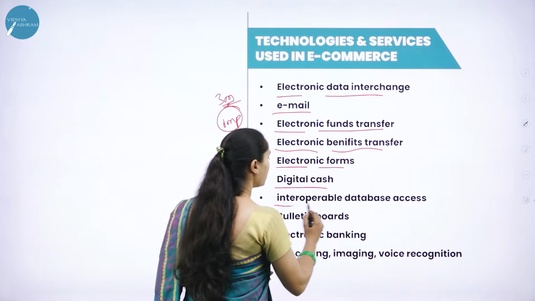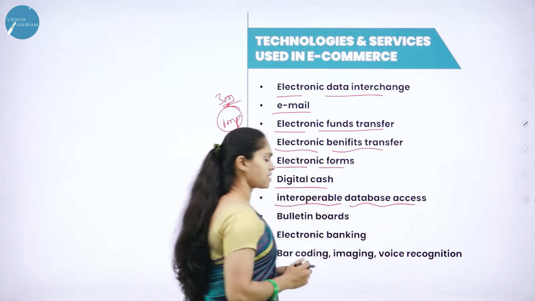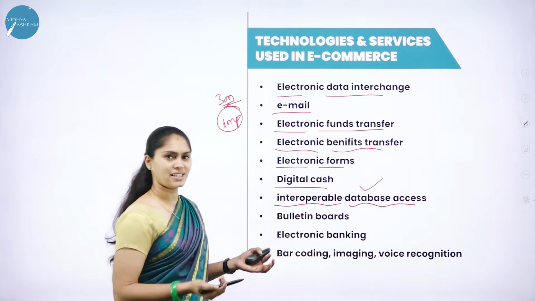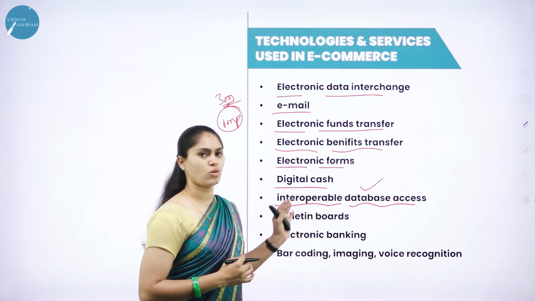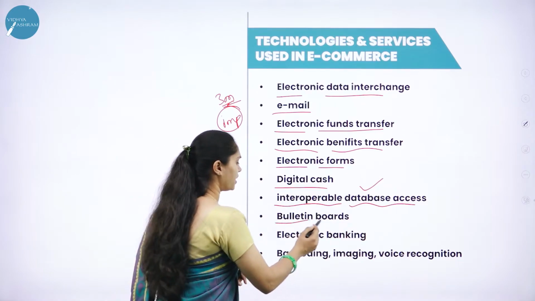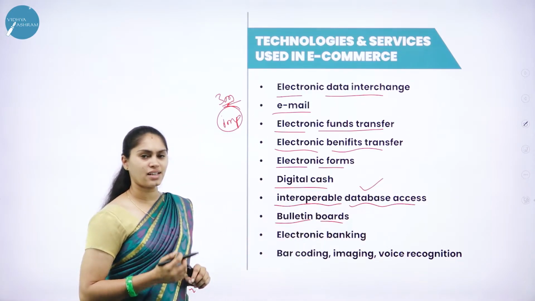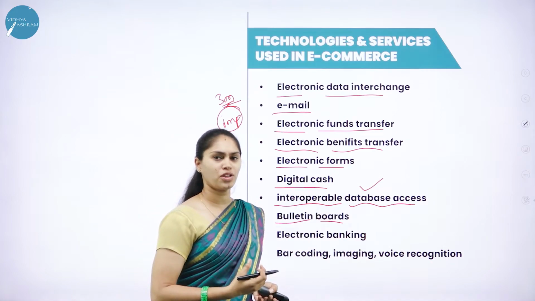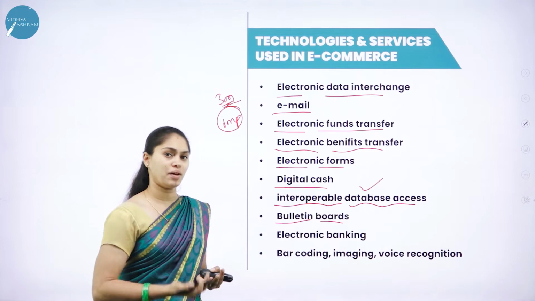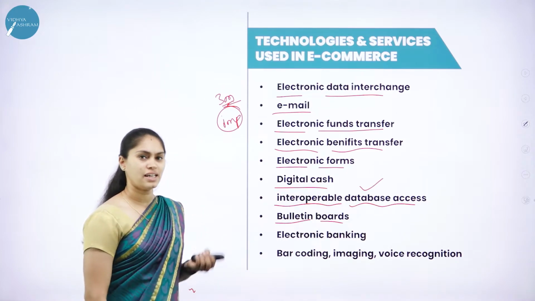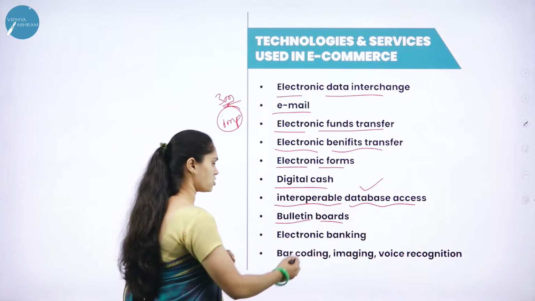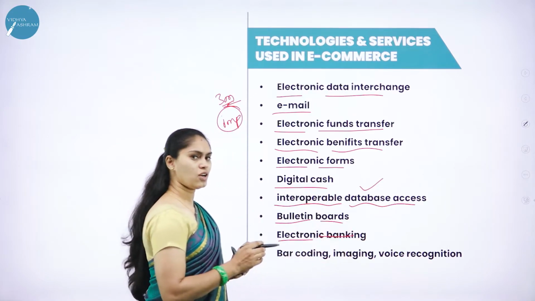And also we have interoperable database access. Already we have discussed this database. In order to get the content of a database over the internet, we can use e-commerce. And also we have bulletin boards. So in order to get the day-to-day news, we are going to use some application software. We are going to use some websites in order to get the real-time news. That is related to what? Bulletin boards.